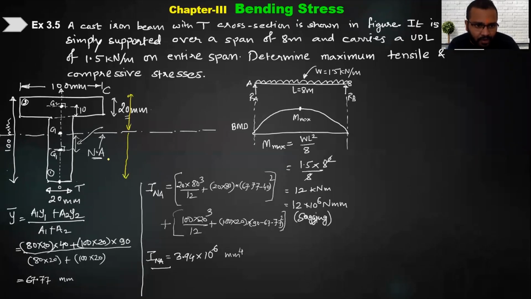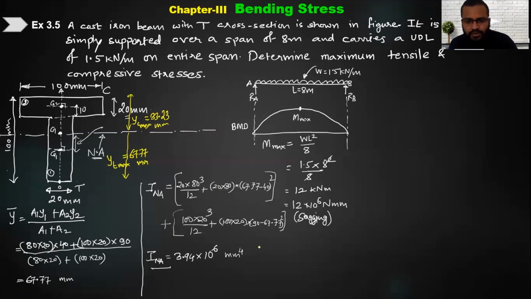This distance I will be calling YT maximum. Why YT maximum? Because it's the distance for tensile stress and that is maximum, coming out to be 67.77 mm. And this particular distance will be YC maximum for compression. How much will this be? 100 minus that, 100 minus 67.77, how much? 33.23 mm. Okay, understood this?